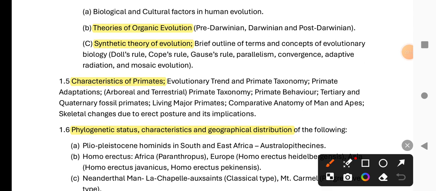And we will study about Homo erectus: what, where, how, and when it evolved. And we will study the bones, various bones like the bones of the skull, mandible, and cranium.